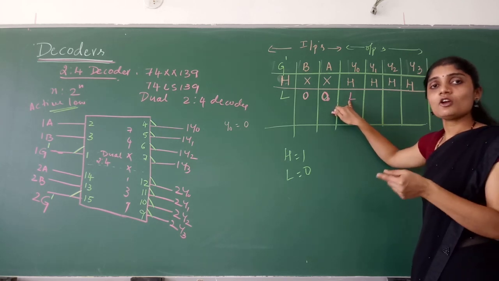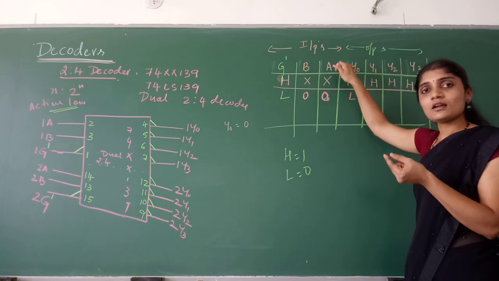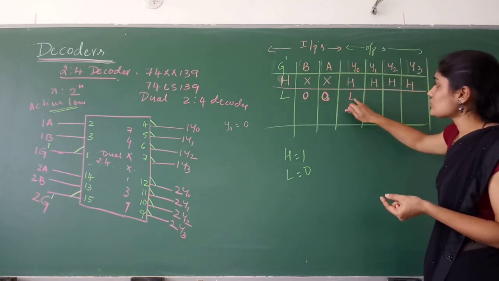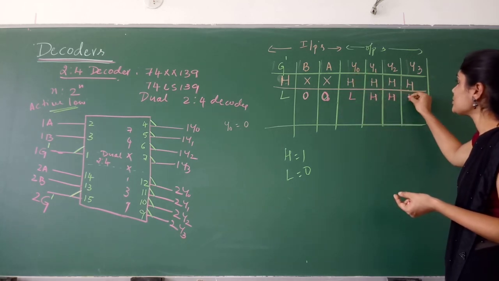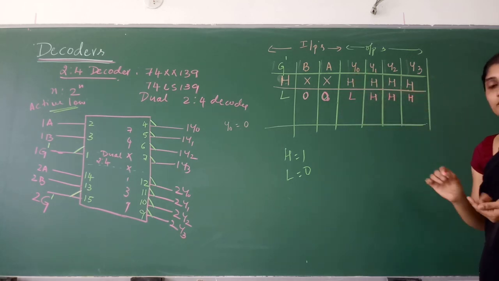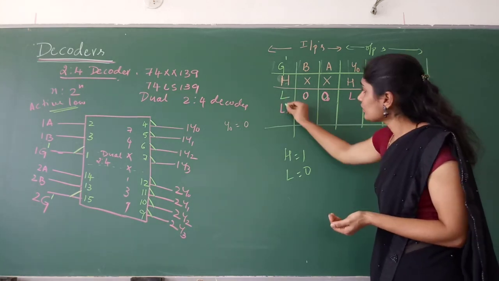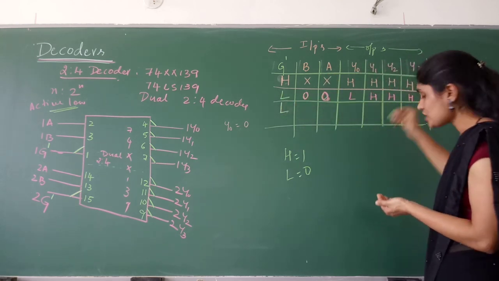Only when it is giving low output could we know that the particular line is active. So when you give 0, 0, Y0 will be active. So low for Y0, high for Y1, Y2, Y3, because only Y0 is active. Similarly, keeping the enable input low, change the inputs.